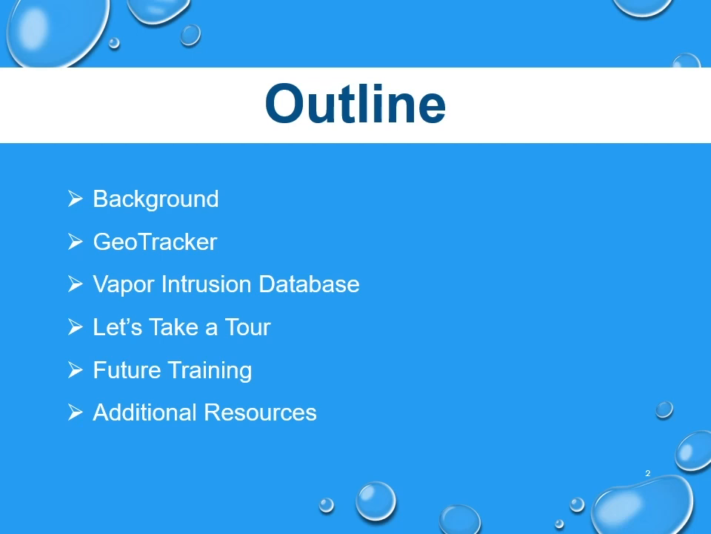This module will cover the following topics: background information for the database, criteria and goals, a brief description of GeoTracker and the electronic submittal of information portal, the vapor intrusion database, an online tour of the expanded capabilities and new features in the electronic submittal of information portal, future GeoTracker trainings, and additional resources for GeoTracker.